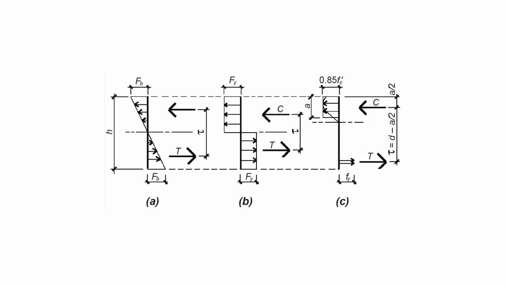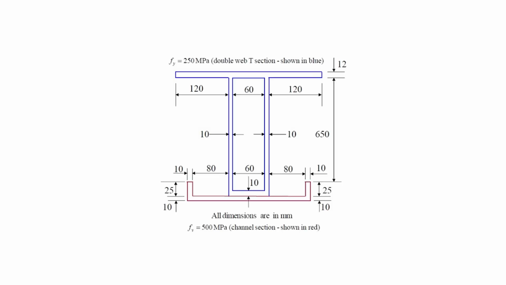A fundamental aspect of beam design is the plastic moment capacity, which is the moment needed to create a plastic hinge. This is determined using the plastic section modulus and the yield strength of the steel.